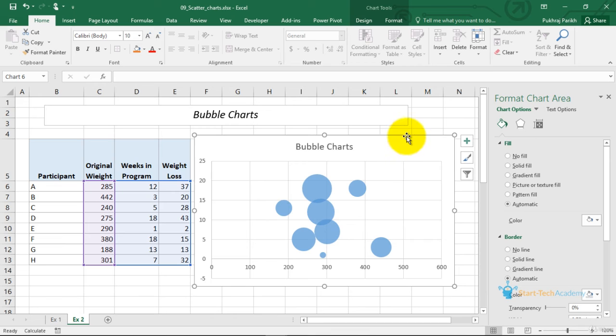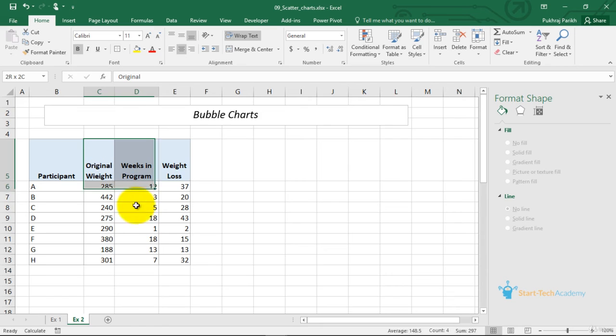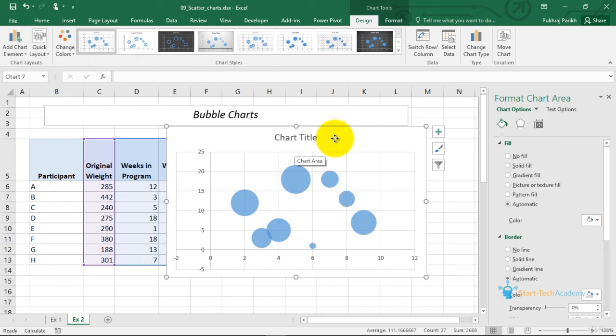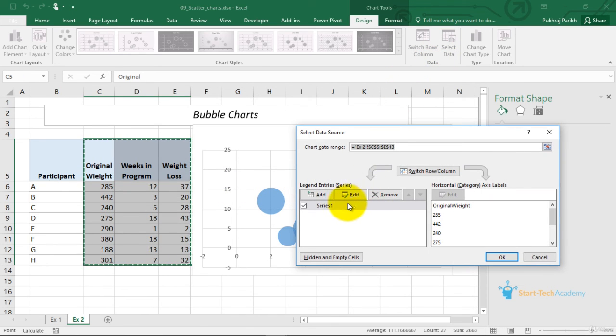So now let us learn how to draw a bubble chart. I'll delete this one. We will select these 3 series and go to the bubble chart. By default in Excel, the first series is taken as the radius of the bubbles and the other 2 series are taken as the x-axis and y-axis. But instead, I want to take the first variable as x-axis, second as y-axis and the third as the radius. So I have to go to the select data option and change this.